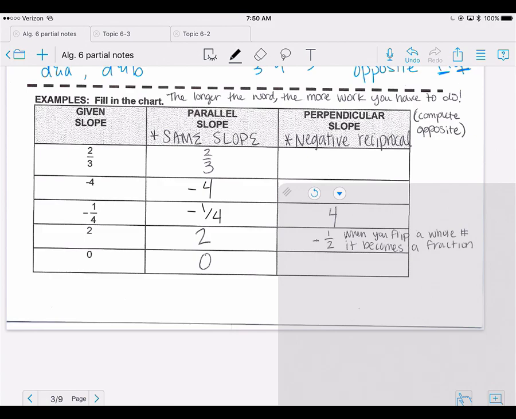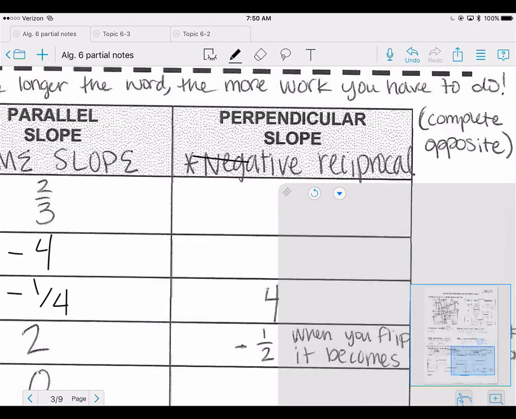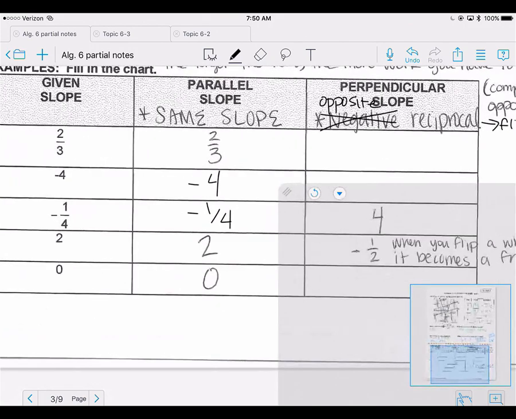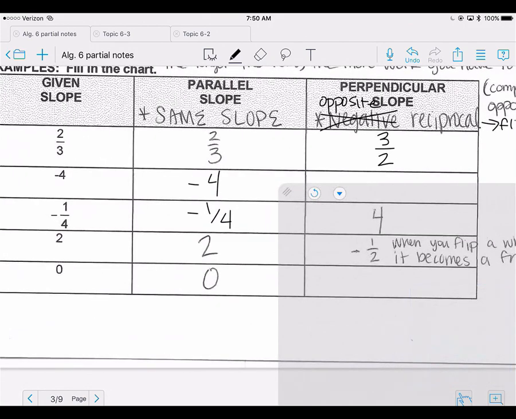And then the perpendicular slope we just saw was the complete opposite. It's technically called a negative reciprocal, but instead of the word negative, we're going to use the word opposite because we're talking about the sign. Reciprocal means you flip the number, and then instead of negative, we're going to use opposite. So the opposite sign and a flipped number. So 2/3 would flip, so 2 was on top, 3 is now going to be on top. It was positive, so now it will be negative. With -4, it's now going to be a positive 1/4.